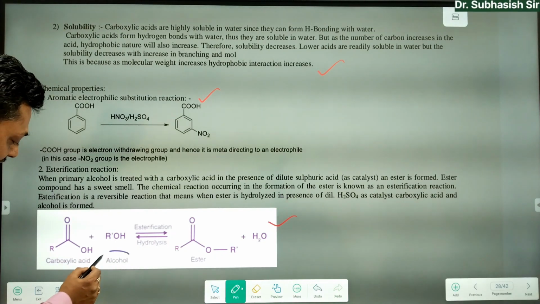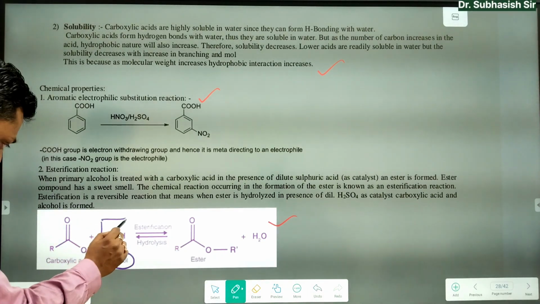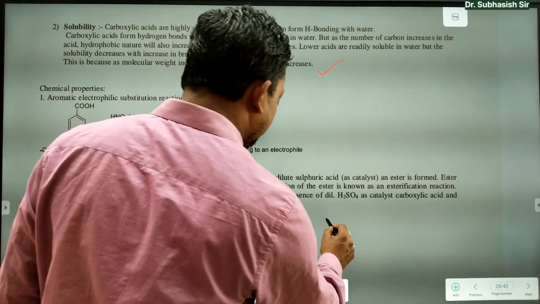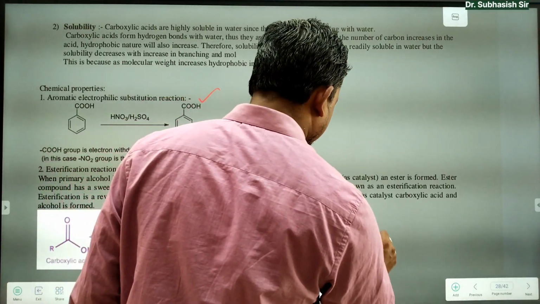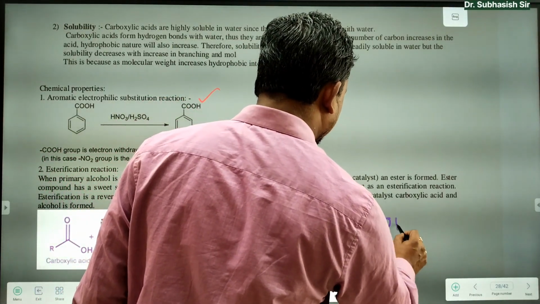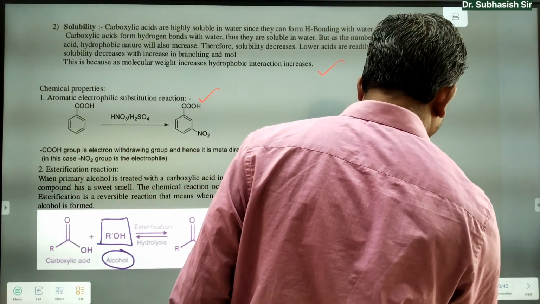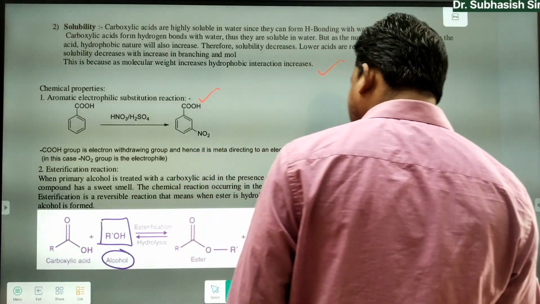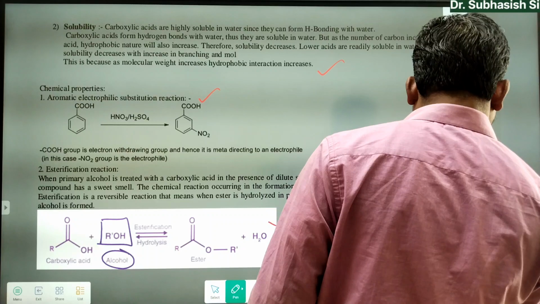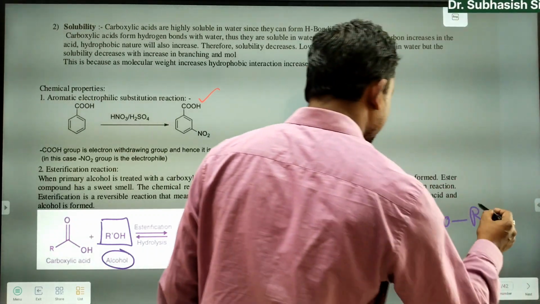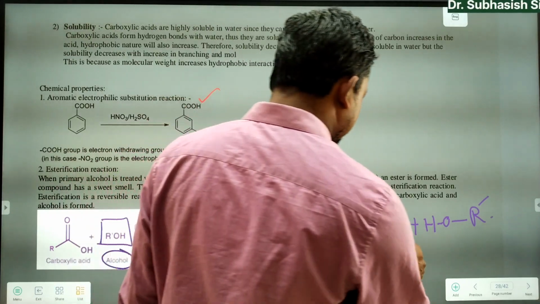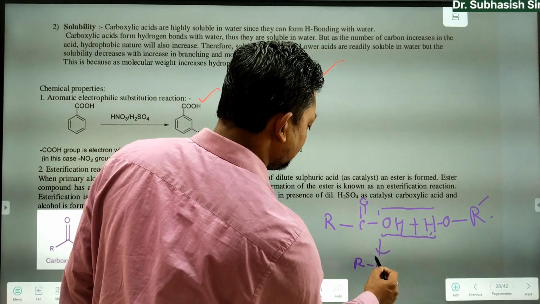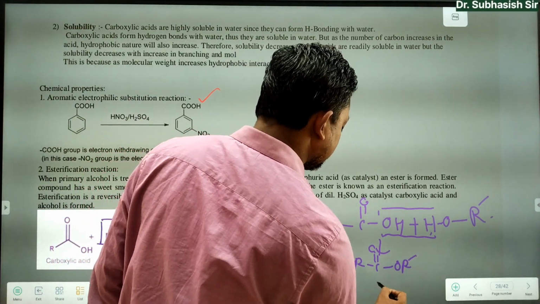Maybe you have studied in your alcohol chapter that when alcohol reacts with carboxylic acid, you will get ester. You can remember the reaction like this, although the mechanism is slightly different; I am not going into the mechanistic details in this short lecture. Suppose this is an alcohol and this is an ester, and this is R dash. You can clearly see that elimination of a water molecule will occur, and ultimately you will get RCOOR dash.